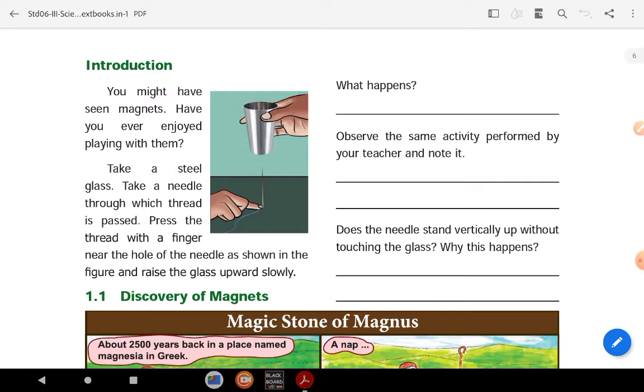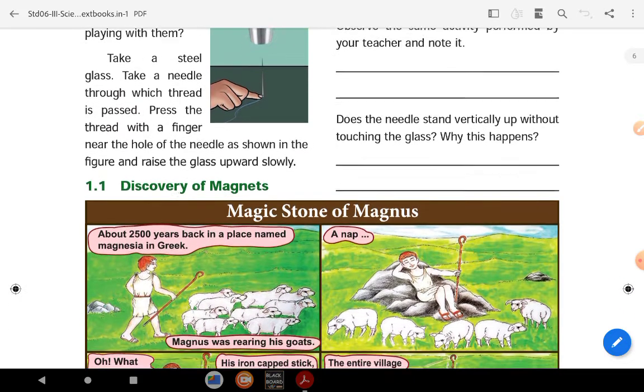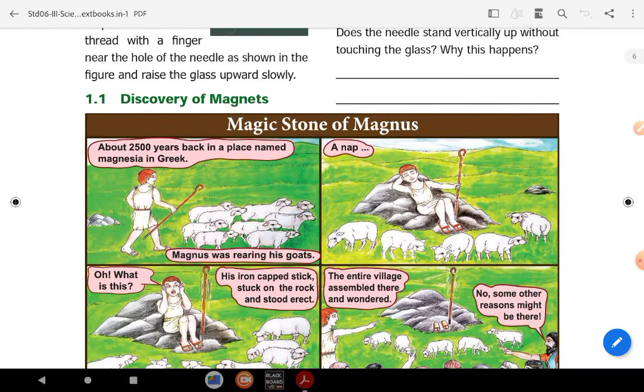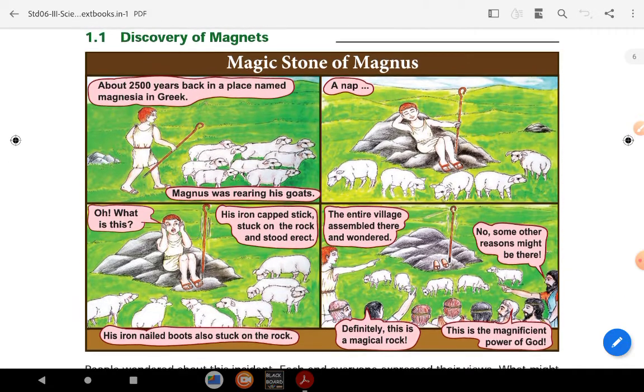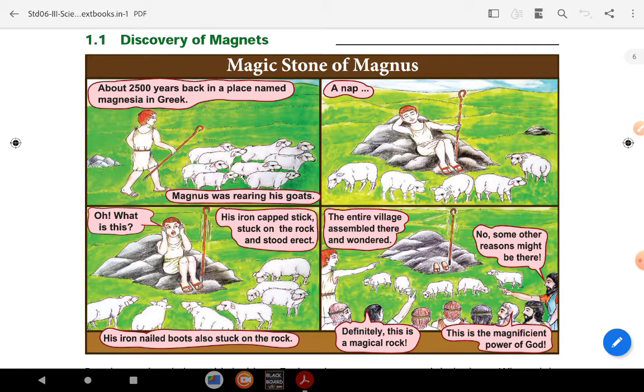Alright, that's what is given here. So, does the needle stand vertically up without touching the glass? Why does this happen? Because of the magnet kept inside the tumbler. So, 1.1, Discovery of magnets: how magnets were first discovered. That's what we're going to see in the form of a comic they have given. So, let's see it, children.